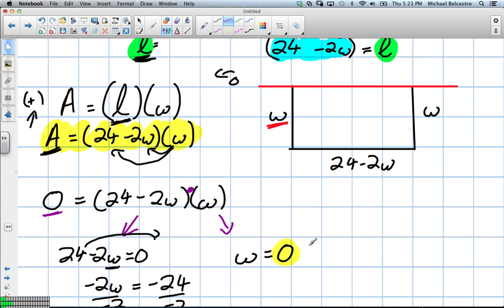So remember this being width. Well, if width is 0, I'll draw a smaller version of this. My two widths are 0. This would become 24 minus 2 times 0. I replace the width with 0. 2 times 0 is 0, so we get 24.